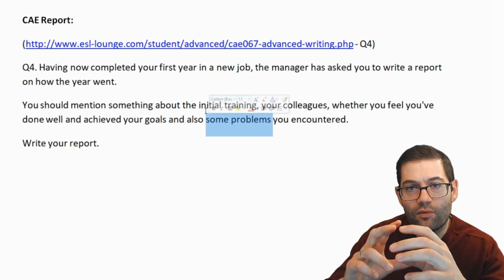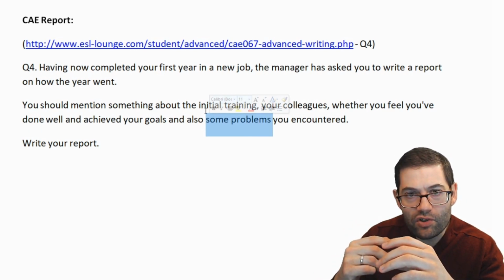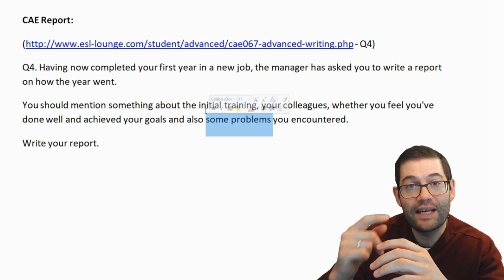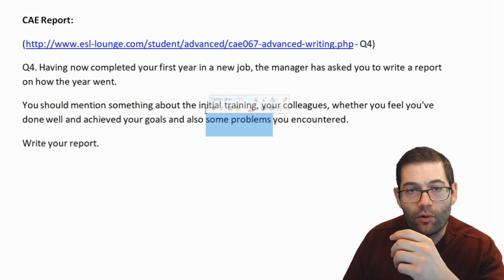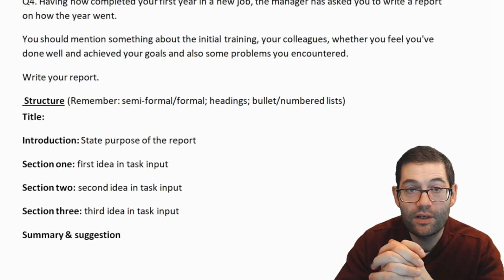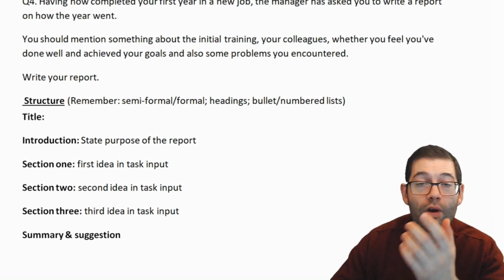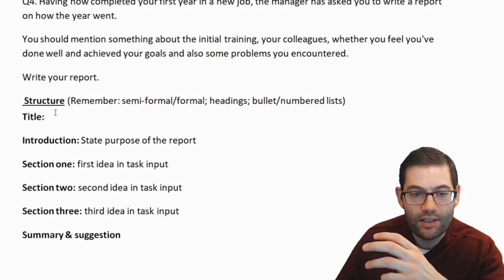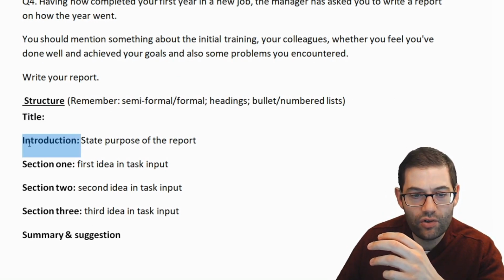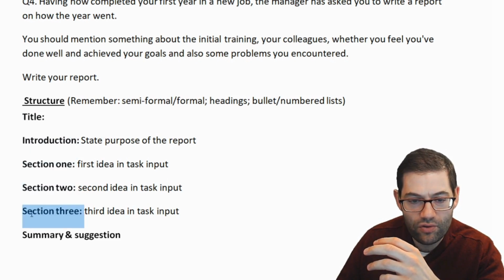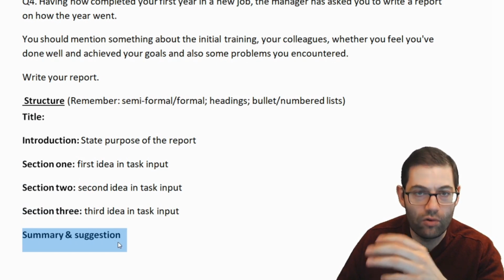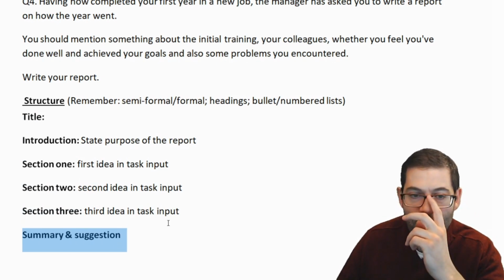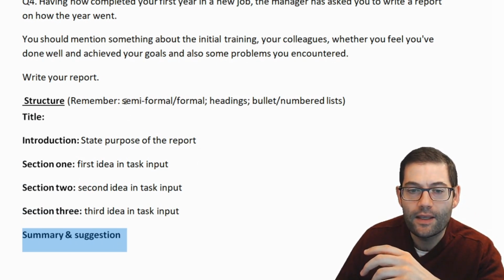So straight away, you should be thinking of the structure of the CAE report and how we can apply those 4 areas within the report. And if we have a look at the structure that we're going for, then let's see how we can do that. So first of all, title, introduction, section 1, section 2, section 3 if it's needed, then summary and suggestion, or conclusions and recommendations, depending on what you want to call it.